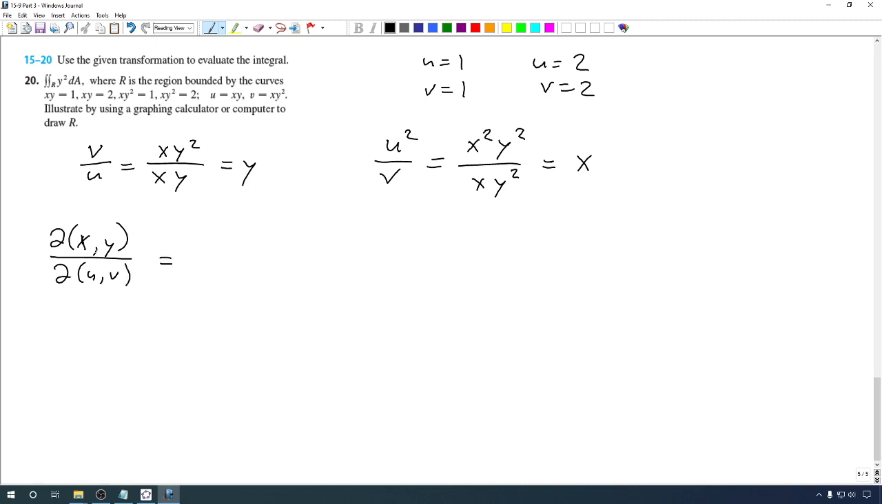So the Jacobian, dx dy over du dv. We're going to take the derivative of x with respect to u. So we're taking u squared over v, derivative with respect to u. Remember, the v on the bottom doesn't matter here, that's just a constant. So the derivative of u squared is 2u. So we have 2u over v.